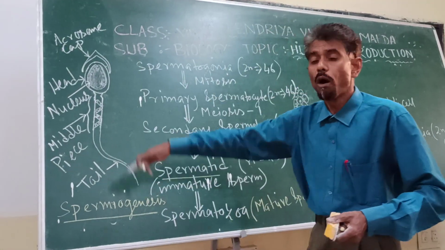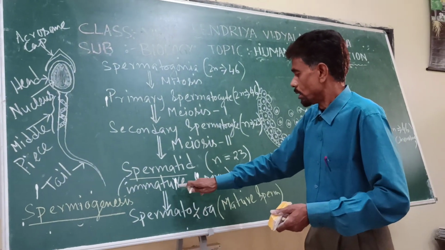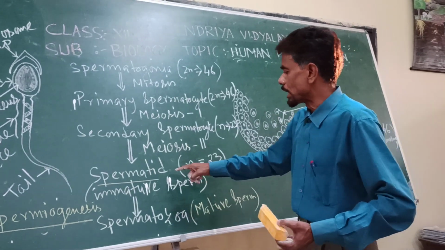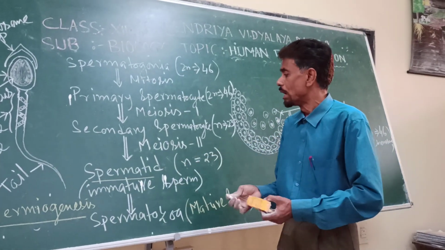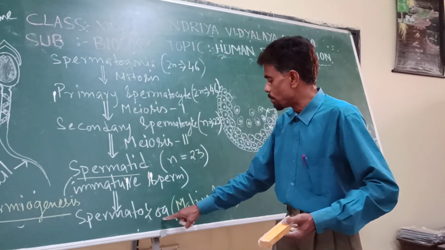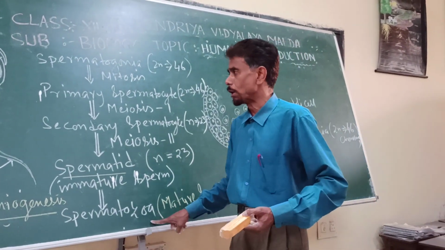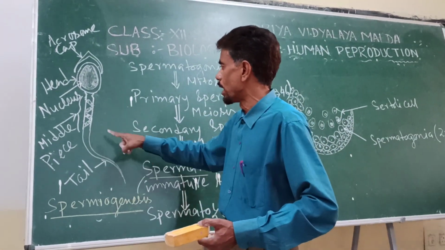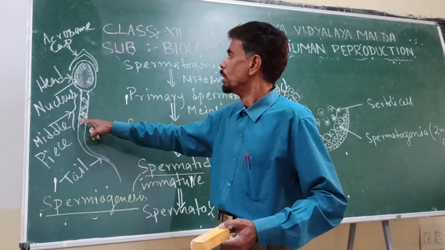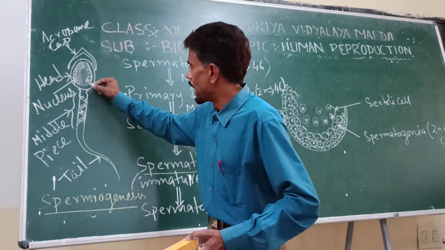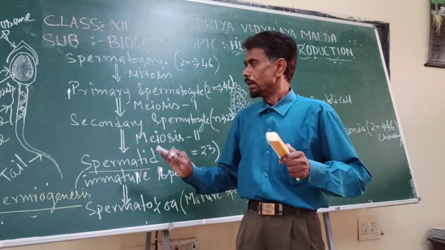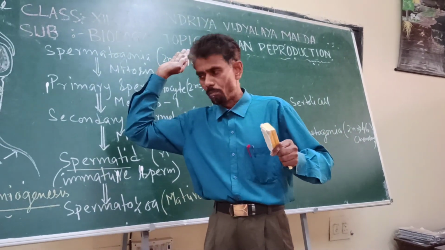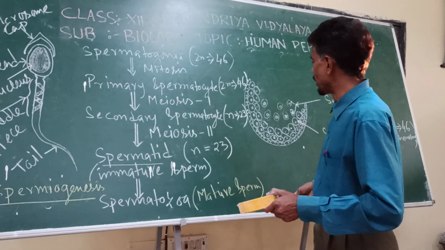These transformations take place during spermiogenesis. So spermiogenesis is the transformation of an immature sperm, otherwise called spermatid, into a mature sperm, otherwise called spermatozoa. Now it is called spermatozoa, having a sperm head, middle piece and tail, with the middle piece filled with mitochondria, which is the active side, giving energy. Now it is a fully mature sperm. This is the structure of the human sperm.